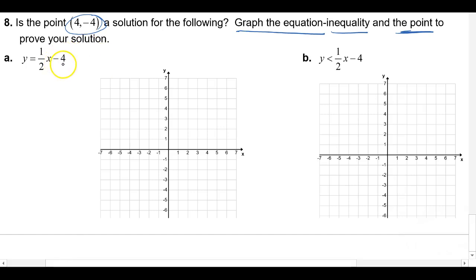First, if we remember how to graph y equals, or how to graph any equation, we start with our y-intercept. Then we look at our slope, which is 1/2. That means we go up 1, right 2. Up 1, right 2. And then go back down the other way. Down 1, left 2. Down 1, left 2. And then go ahead and draw a line.